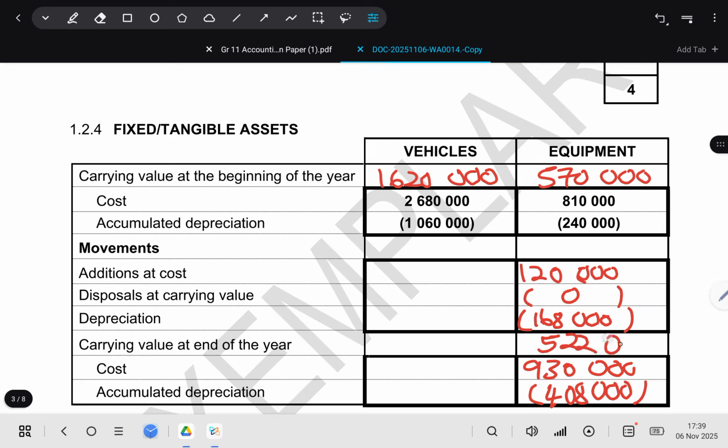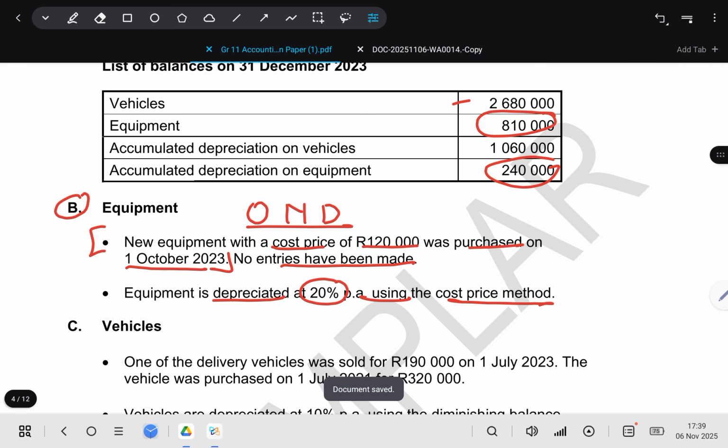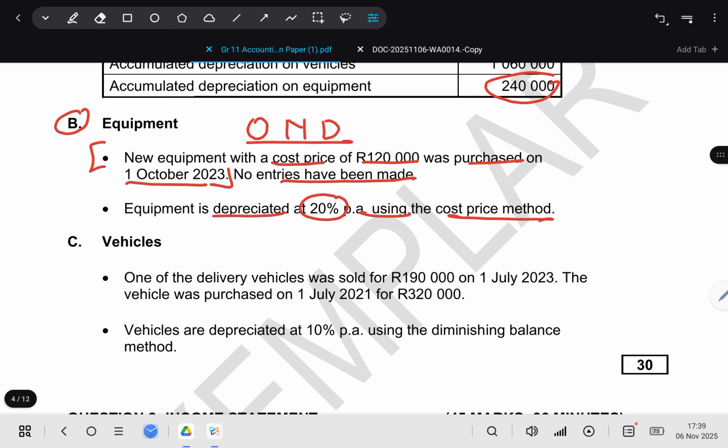I hope this makes sense, guys. Now once we are done with this, we move to our vehicle, because in terms of equipment we are already done. So let's go to our vehicle. In terms of vehicles, they are saying that one of the delivery vehicles was sold for 190,000 on 1 July 2023, and that the vehicle was purchased on 1 July 2021 for 320,000.